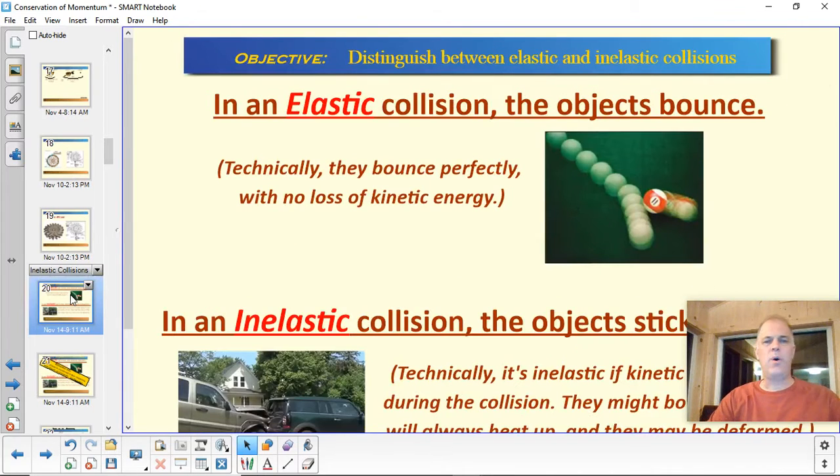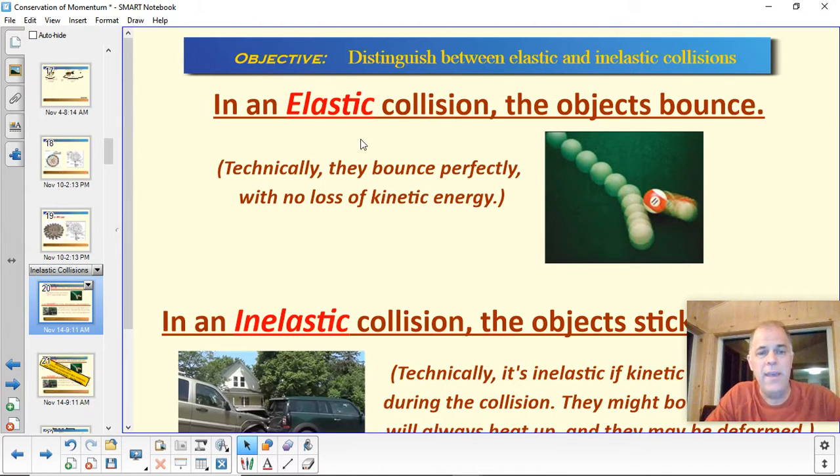Okay, so we need to talk about elastic versus inelastic collisions, and we're going to look at examples of both of these in a moment. In an elastic collision, the objects bounce. That's fine for us today. We're going to keep things simple. If they bounce off each other, like billiard balls in a game of pool, we're going to call that an elastic collision.